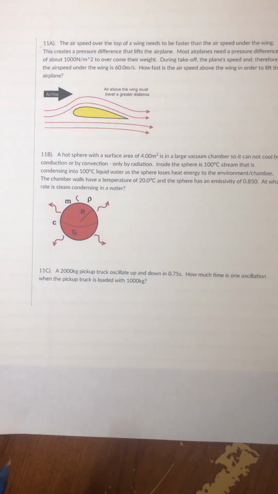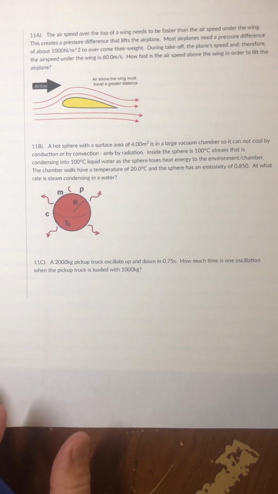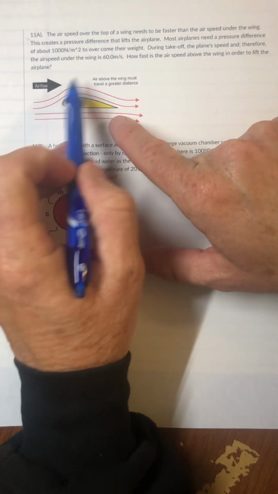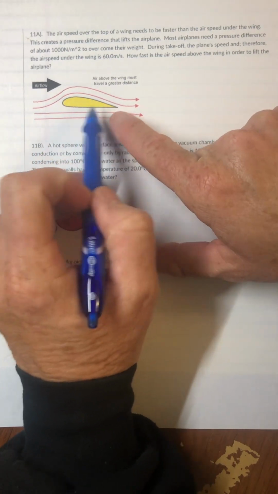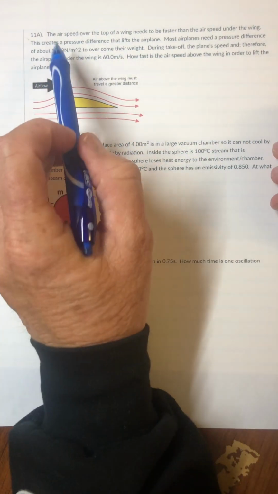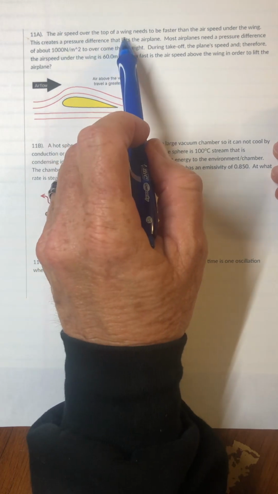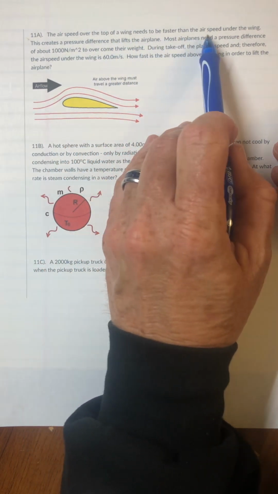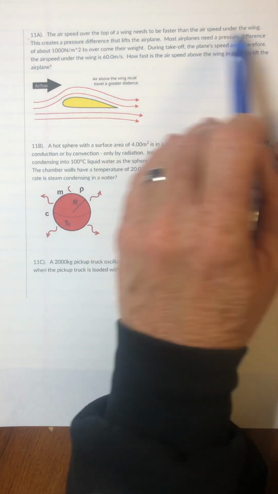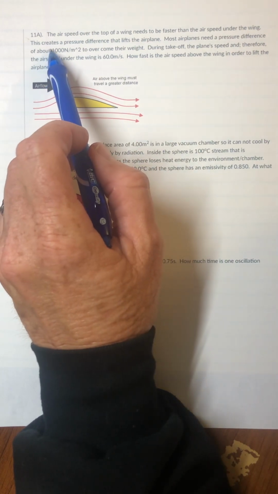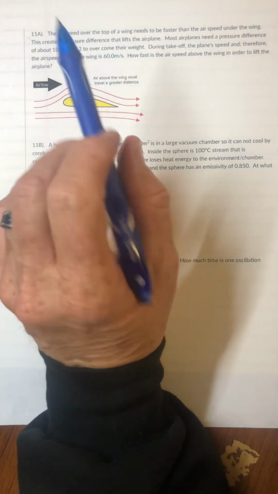Let's get to the free response questions. Okay, and I'll start here with the first one, and you can see it's right out of chapter 12. We've got the air flowing over a wing and an airflow. It says the airspeed over the top of the wing needs to be faster than the airspeed under the wing. This creates a pressure difference that lifts the plane.